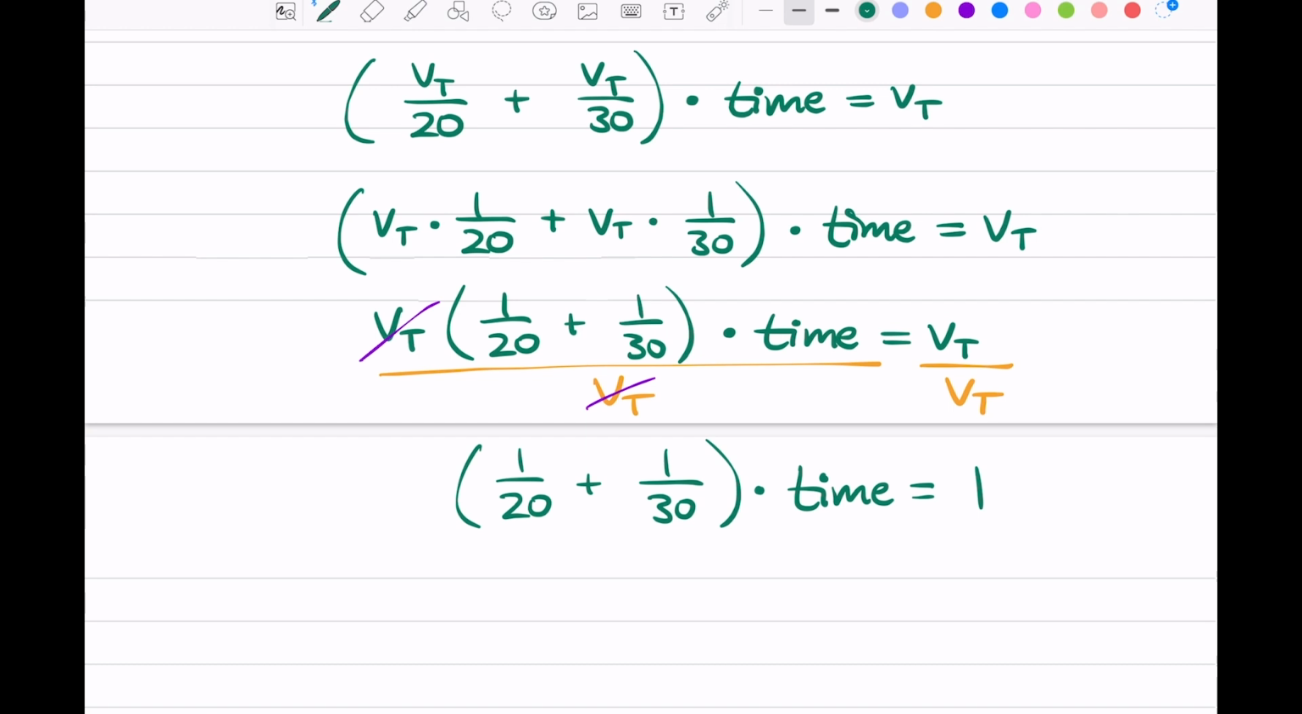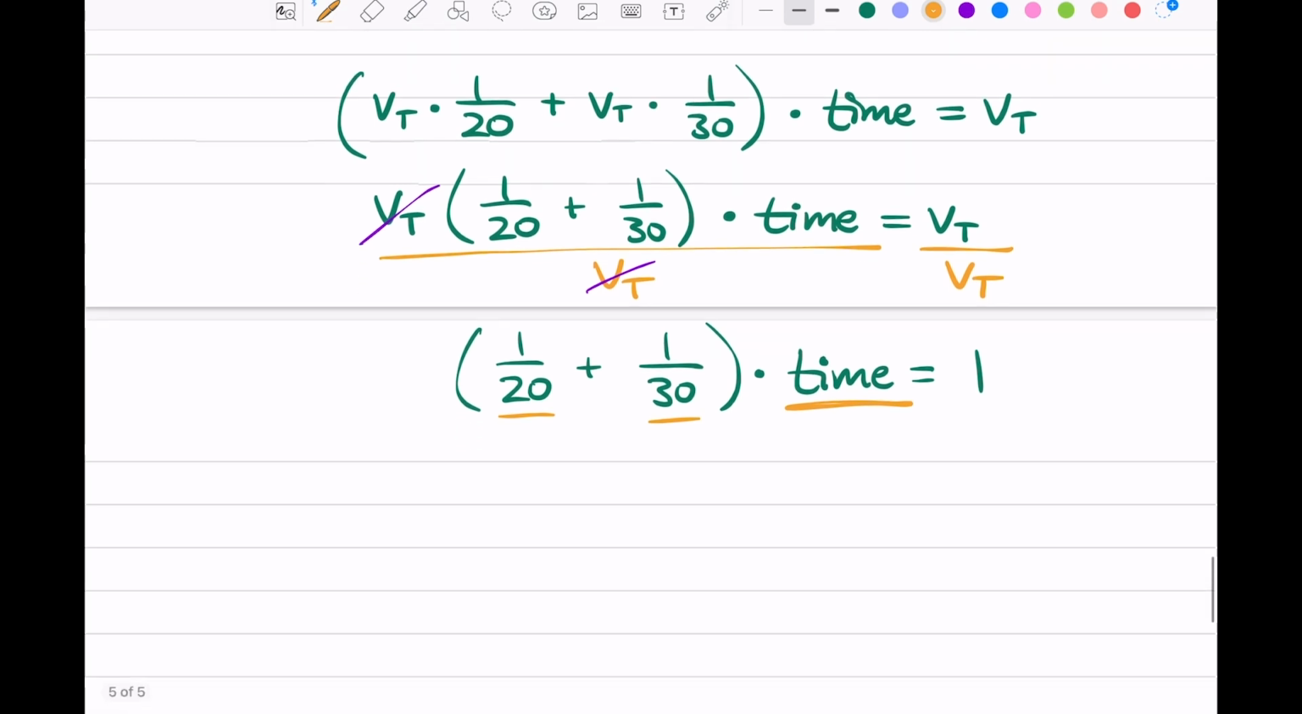So what does that mean? That's telling us it doesn't matter what the volume of the tank is. It's saying if we know that one pipe fills the tank in 20 minutes and another pipe fills it in 30 minutes, that's enough information to figure out how long it would take both of them together.